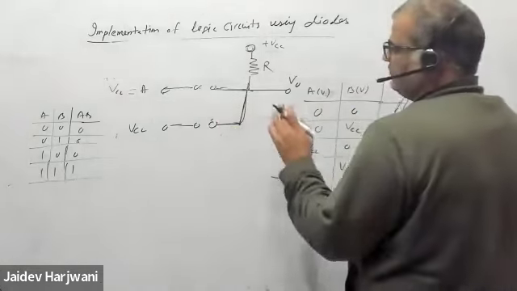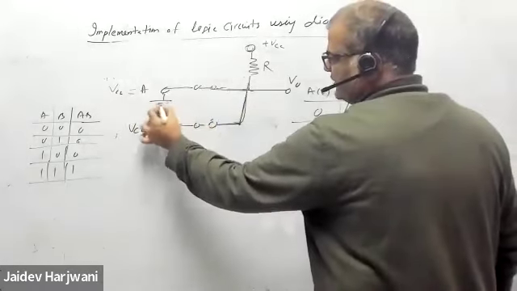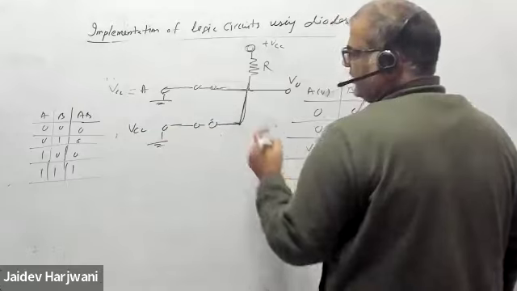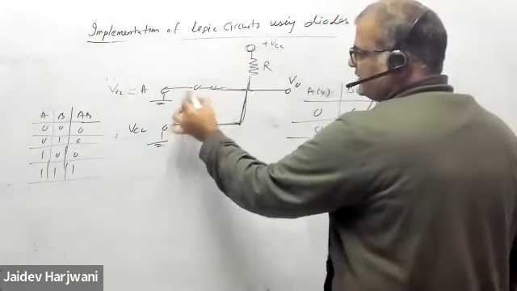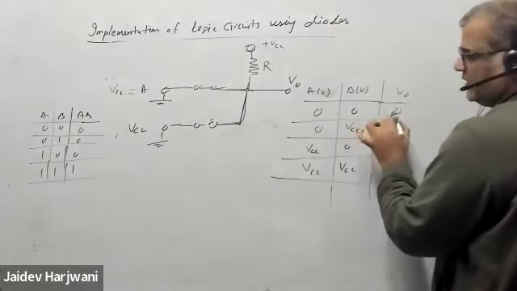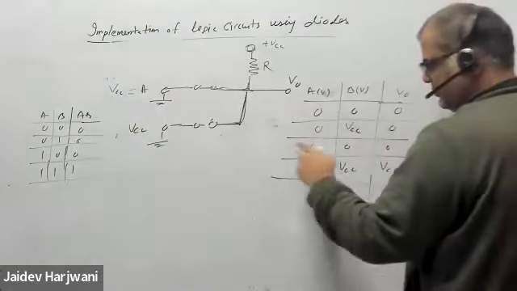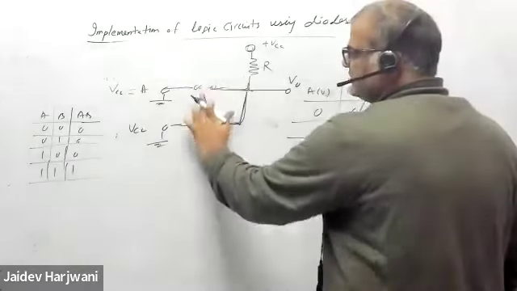You see, if this is 0, this is 0, both are conducting. At least make this ground. Now this is conducting, so this 0 will come here. This ground will come here, you get 0 here. If even one is conducting, this ground will come here. Now if both are VCC, this becomes open.